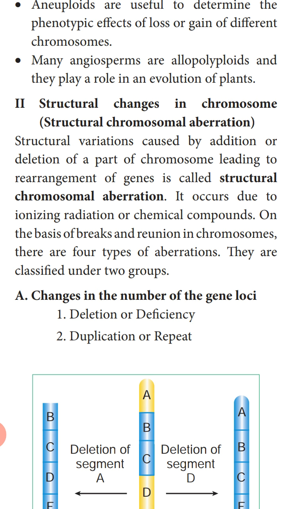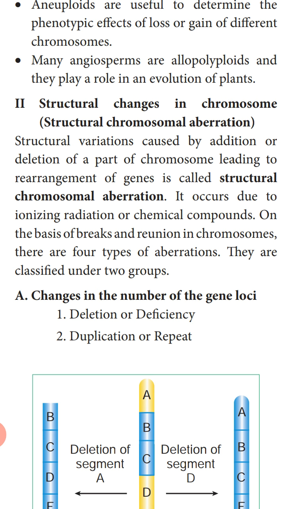The next type of mutation we are going to study today is the change in the structure of the chromosome. That can also lead to chromosomal aberration or chromosomal mutation. So here the structure of the chromosome is changing. Now how is this change taking place? Either by the addition or by the deletion of a segment of the chromosome. Then it is called structural changes in the chromosome.